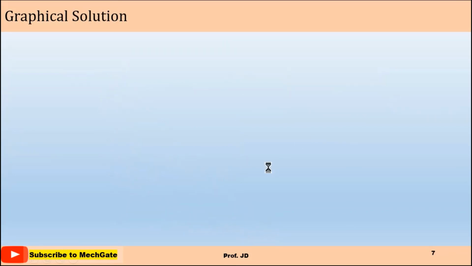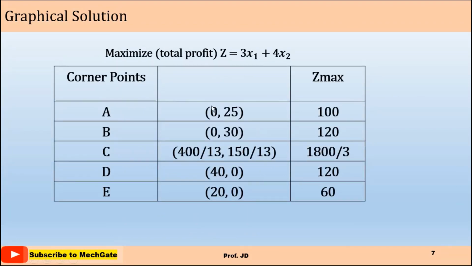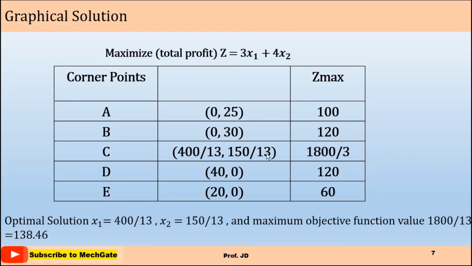So these are the coordinates of all the corner points: 0, 25; 0, 30; 400 by 13, 150 by 13; 40, 0; 20, 0. Now our objective function is 3x1 plus 4x2. Put all these corner points into the objective function. You will get the maximum objective function value at point C. So our point C is our optimal point. So this is nothing but our optimal solution, Z maximum 1800 by 13.